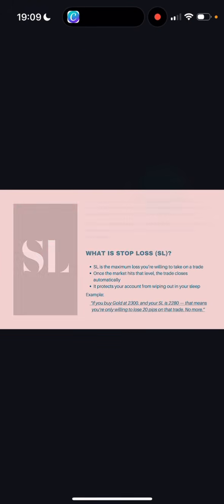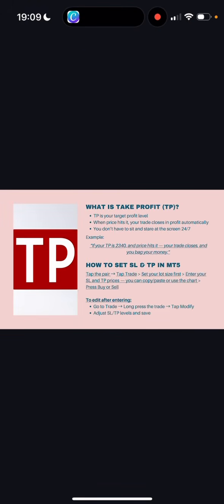Okay. Now, what is take profit? Take profit is your target profit level. When price hits this level, your trade will close in profit automatically, and you don't have to sit and stare at the screen 24/7. So if your take profit is 2,340 and price hits that, your trade will close automatically, and you bag your money, meaning you can withdraw. You can't withdraw a trade that's currently running. The trade is still active, so unless it hits your take profit and it saves in your broker, then you can withdraw.